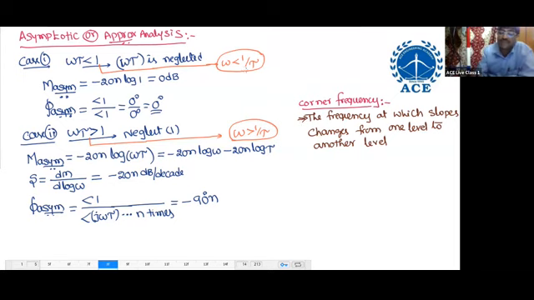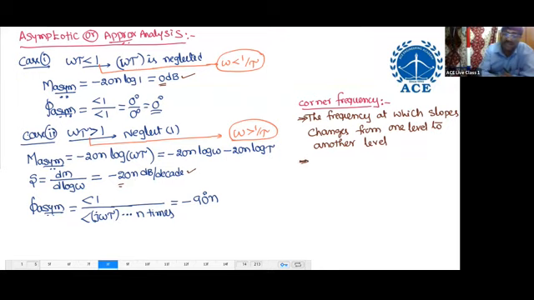For example, see, below 1 by tau the slope is 0. Above 1 by tau the slope is minus 20n. Below 0, above minus 20n. That means where is it changing slope? At 1 by tau. 1 by tau is called the corner frequency.